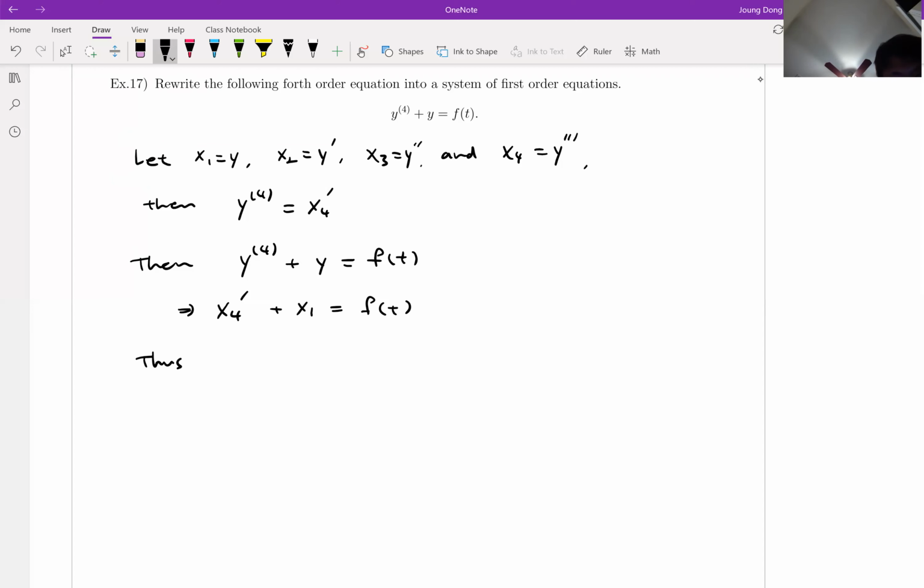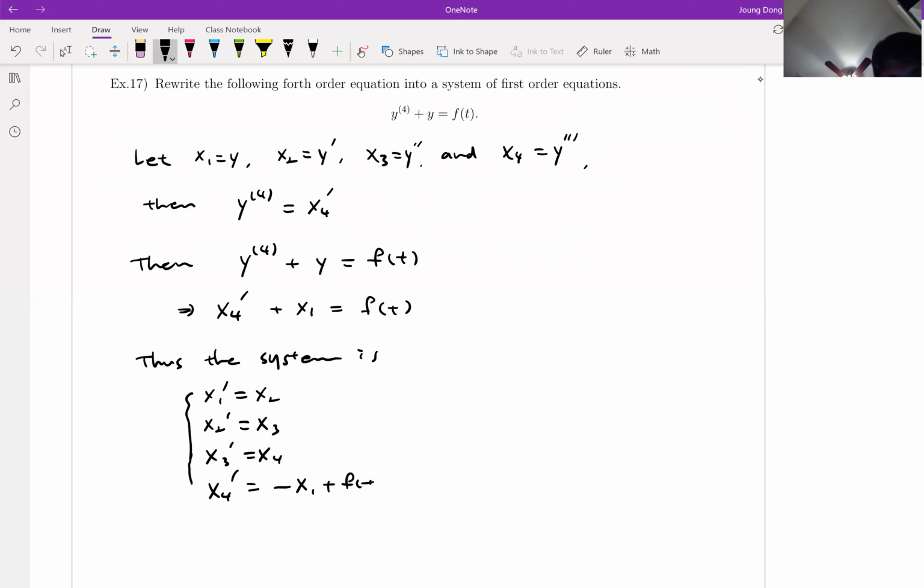Then the matrix system looks like this. We define all x1 through x4, right? x1 prime is x2, and x2 prime is x3, x3 prime is x4. Then we found x4 prime is minus x1 plus f of t. Can you see? Then we can write this as a matrix form, right?